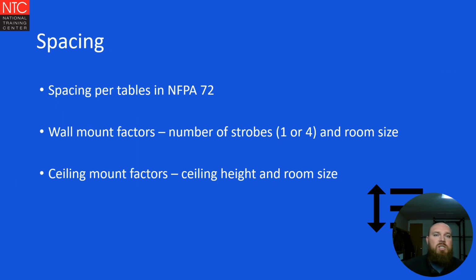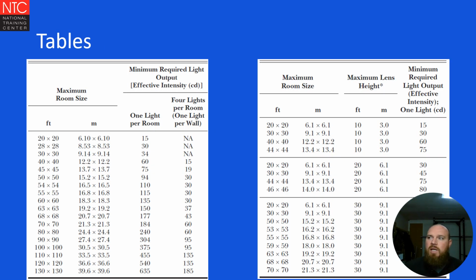Now, when it comes to the spacing of our strobes, we have the two tables within NFPA 72 that are going to tell us the particulars about the spacing of our strobes. Some of the factors that we take into account on the wall-mounted side: how many strobes are going to be utilized in that room, and what is the room size? On the ceiling-mounted factors, we have to take a look at what is the ceiling height as well as what is the room size. Now, taking a look at our tables, you'll be able to see you have options depending upon the size of the room, how many lights you're utilizing, what's going to give you the best coverage area.